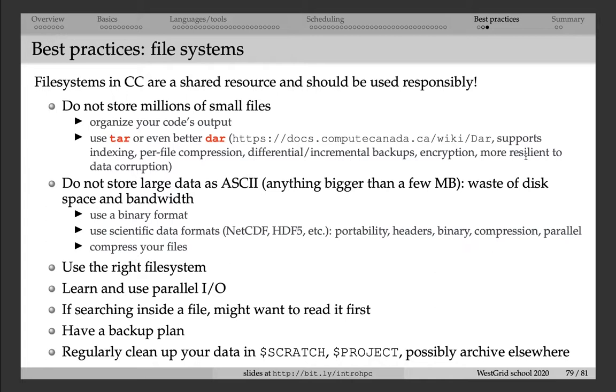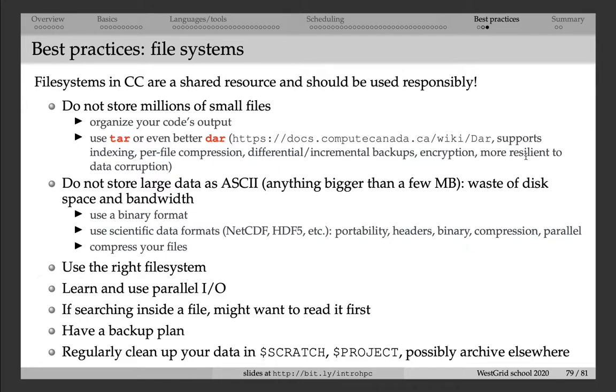Have a backup plan. This is kind of obvious, but some of our file systems are not backed up. For example, Scratch is not backed up. And if there is a problem with the disk, you can actually lose all your data. So make sure you copy all simulation data somewhere else.